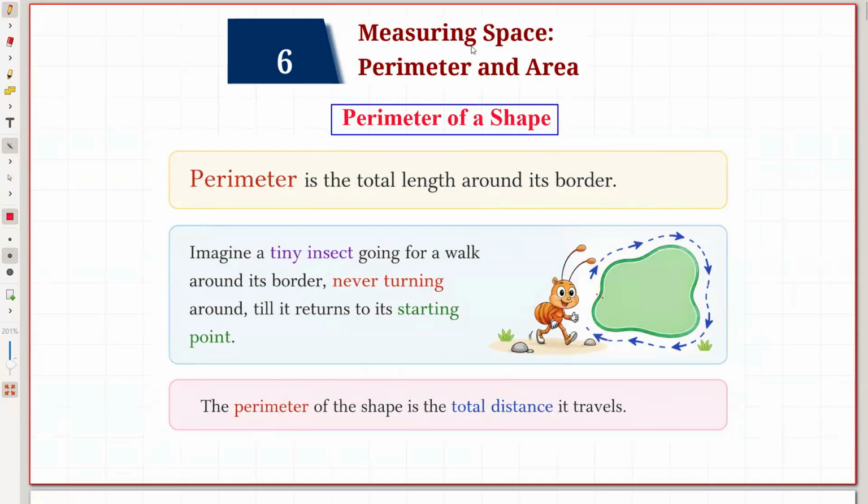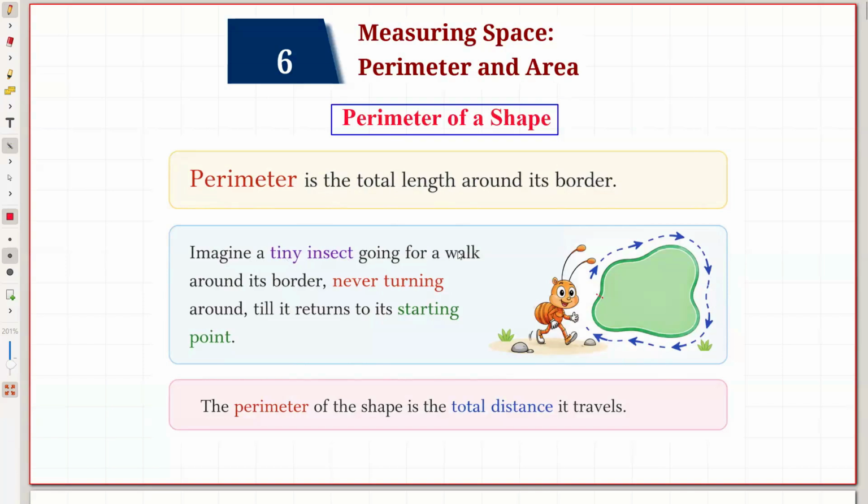Right, chapter number 6, measuring space, perimeter and area. So, perimeter of a shape. The perimeter is the total length around its border. Perimeter means the total length around its border.